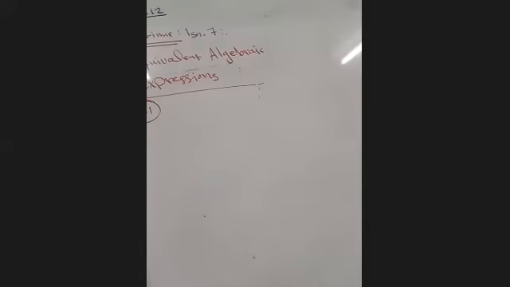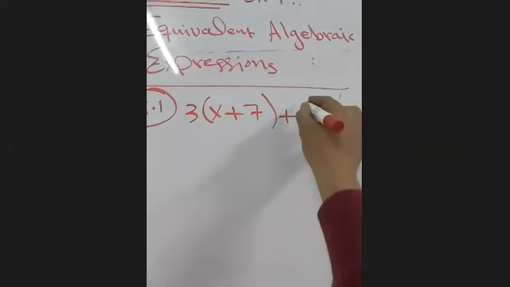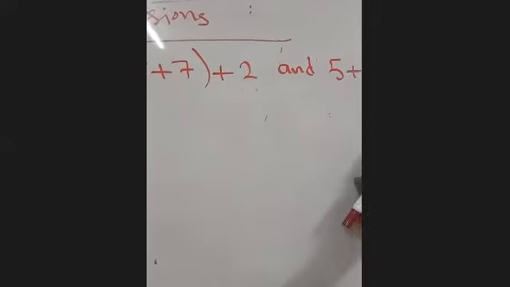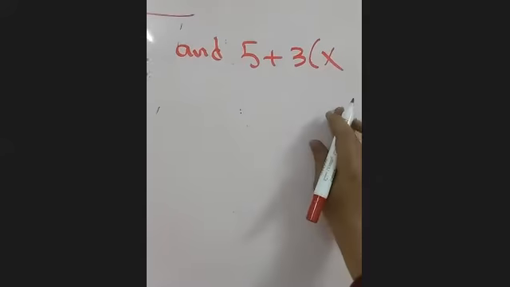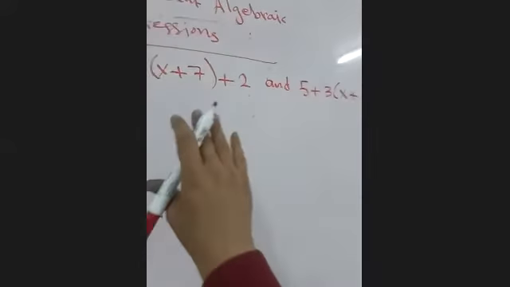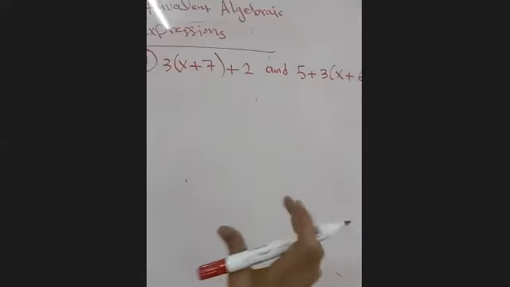So I will start with example one, and then the check directly. Example one, I want someone to read, guys. Tamim, read it. Yes, Mr. Use the properties of operations to determine whether or not 3(x + 7) + 2 and 5 + 3(x + 6) are equivalent or not equivalent. Now I have this expression and this expression, and we want to know if they are equivalent or not. So the first step, guys, we simplify this one and this one, and at the end we will see if they are equivalent or no.